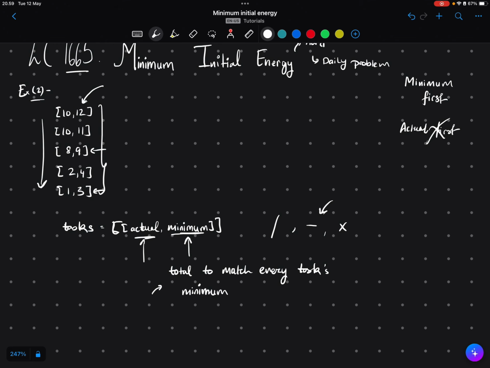So we'll do 10, 12, so we get 2, 1, 1, 2, 2. Then let's sort this in descending order. So we want highest gaps first.